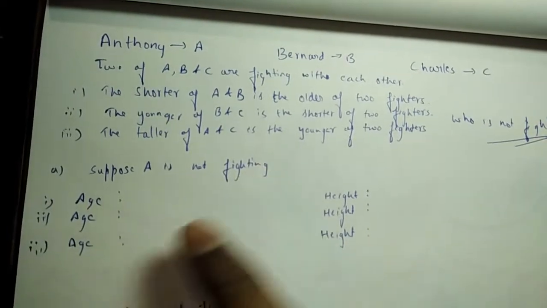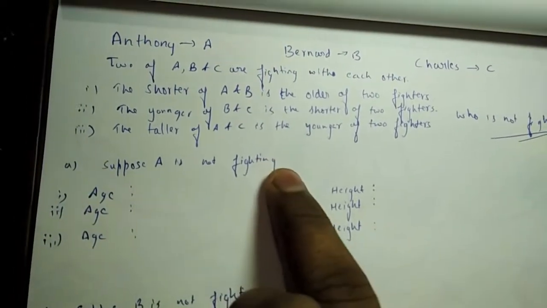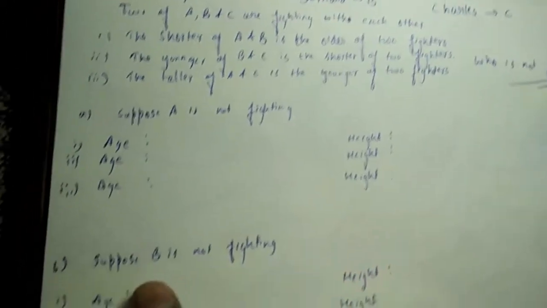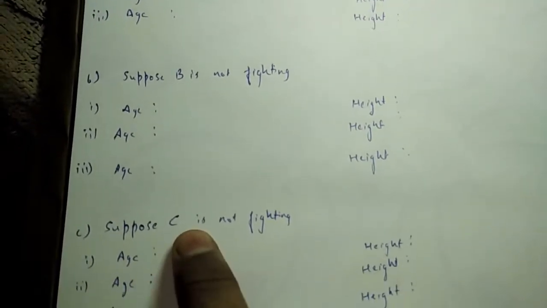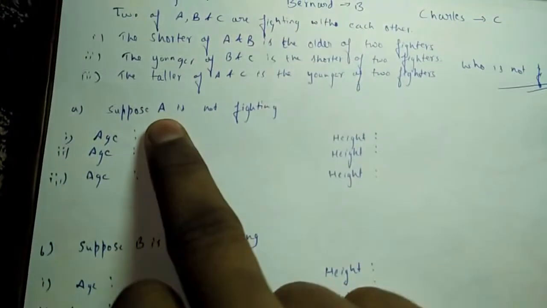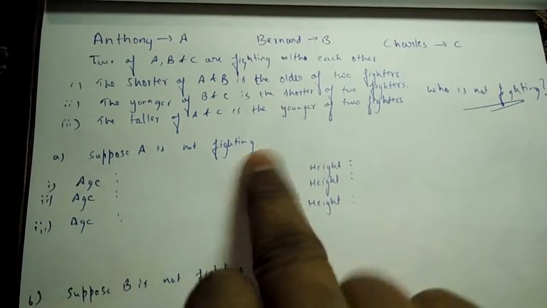Now we will make three cases here. The first case is, suppose A is not fighting. The second case is, suppose B is not fighting. And the third case is, suppose C is not fighting. Now we will go one by one. Hence, suppose A is not fighting.